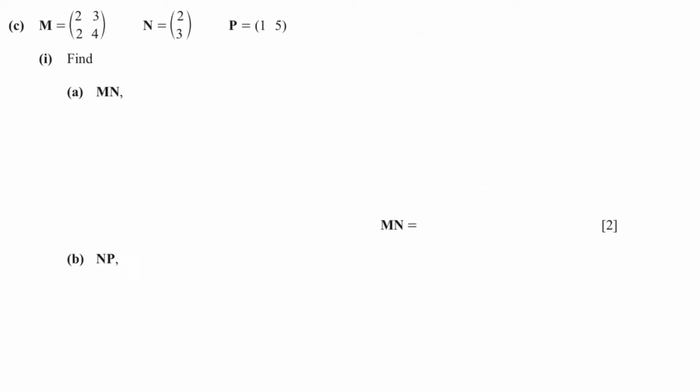We have been given three matrices, and we must find MN. So M multiplied by N. Write down the matrices, and we multiply the rows by the columns. We'll write down the matrix M multiplied by N. When you're multiplying matrices, we multiply the row with the column. So the first term we'll get is 2 multiplied by 2 plus 3 multiplied by 3. 2 multiplied by 2 is 4 plus 3 multiplied by 3, 9. That will give us 13.